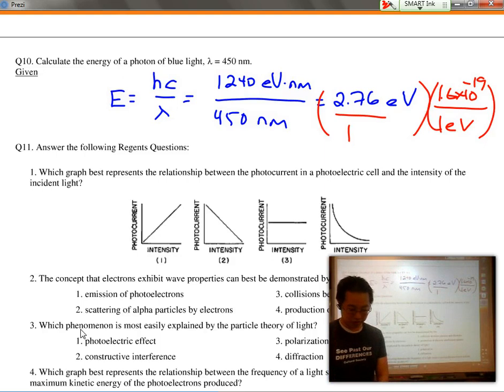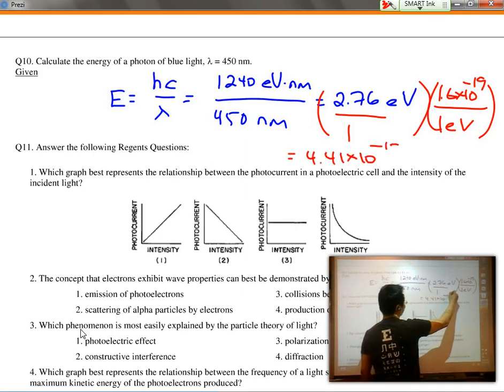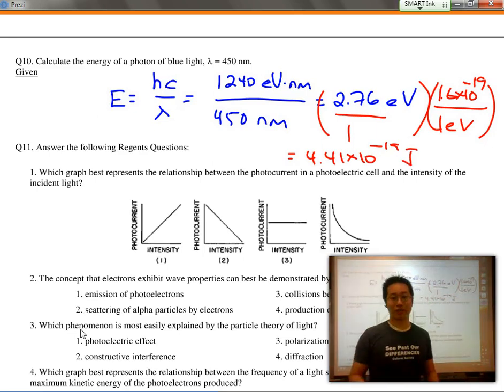If I didn't want it in electron volts, I could always convert it back to joules. Knowing that 1 electron volt is 1.6 times 10 to the negative 19 joules, I end up with 4.41 times 10 to the negative 19 joules. Okay? So that's just a quick practice with using this formula itself.